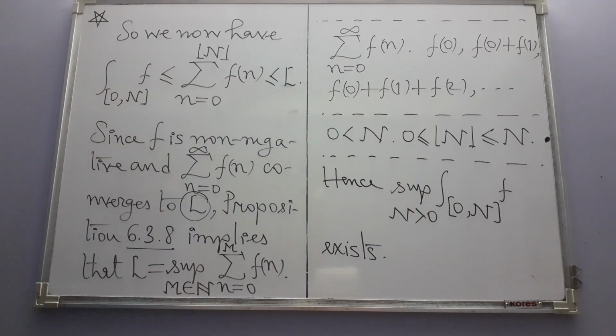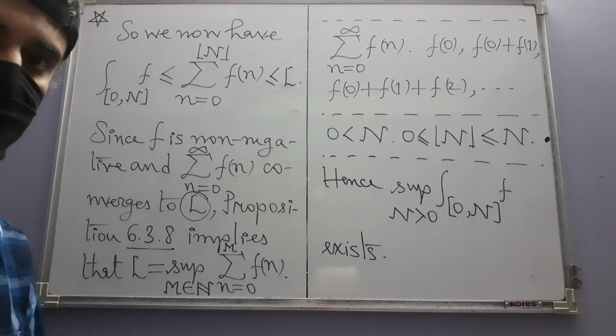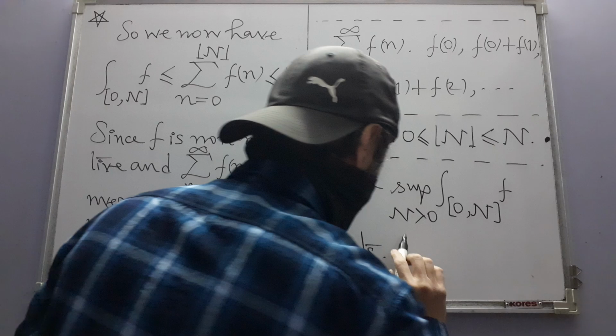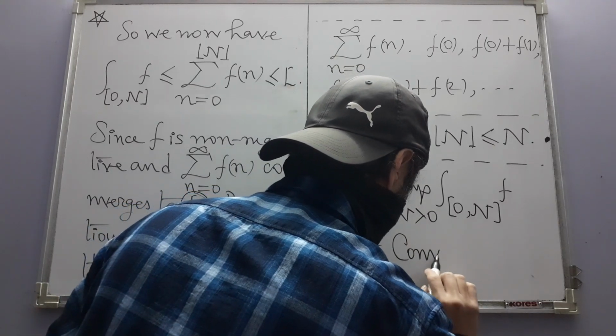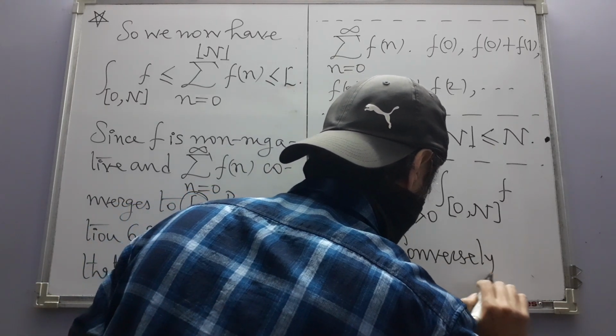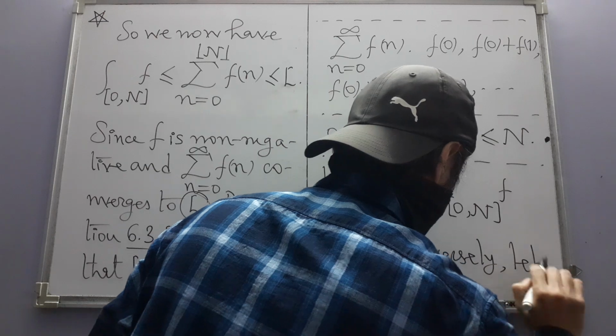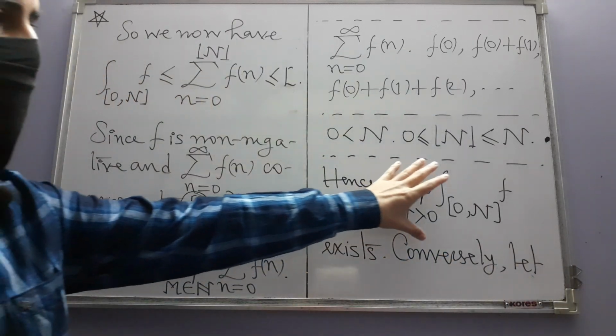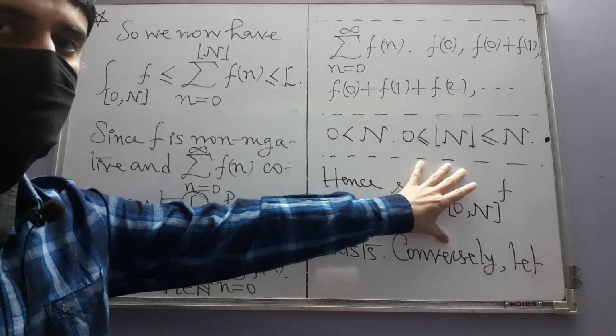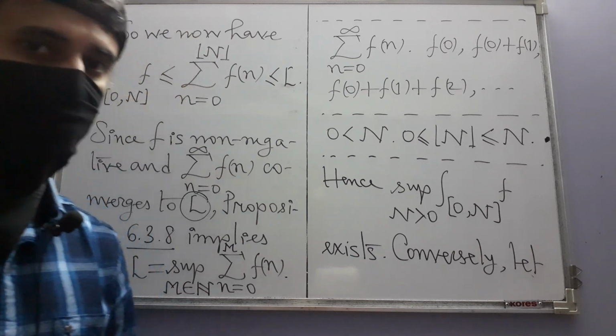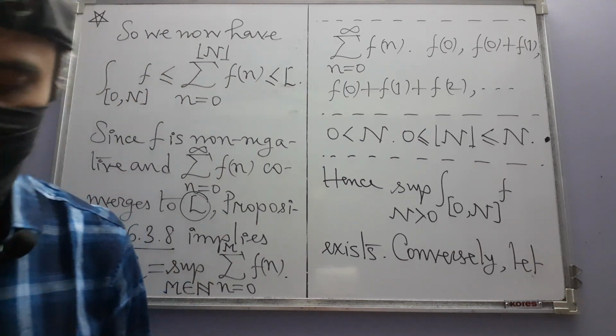Okay, so that is one half of the proof. Now we go for the converse. Conversely, the converse, of course, starts by assuming that this is real. And then we will prove that the series is convergent.